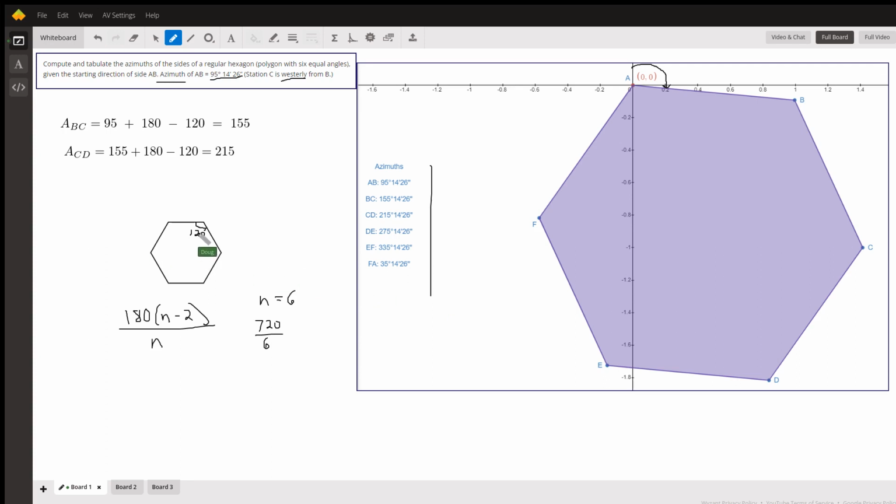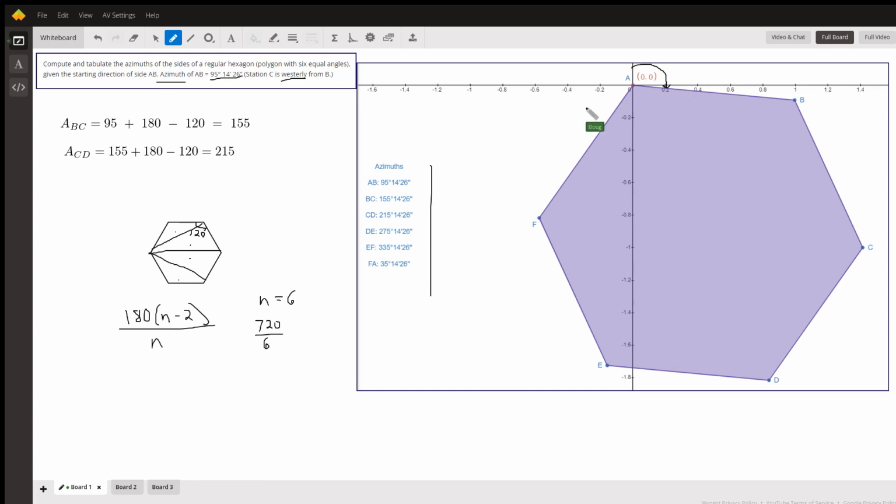And by the way, you need to know that all the interior angles of a regular hexagon are 120 degrees. You can use the formula that's derived by creating diagonals from one vertex, that n minus 2, where n is 6, tells you that there's 4 triangles, each having interior angles adding up to 180. And then if you divide by 6, you get the measure of each interior angle.